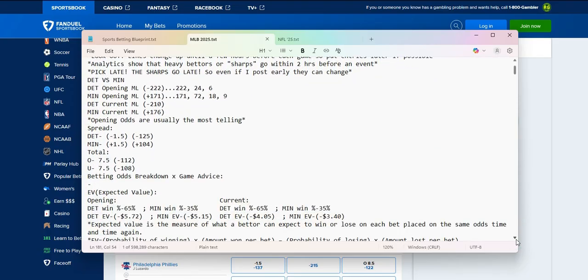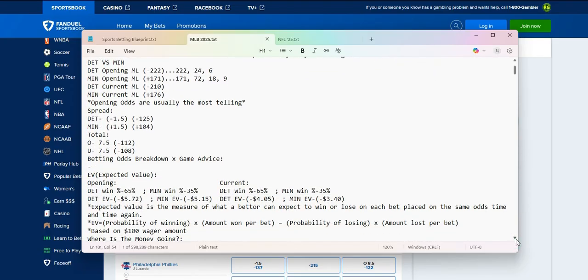But Detroit versus Minnesota. Minus 122 opening money line for Detroit. Minnesota is at plus 171. Currently, Detroit is at minus 210. Minnesota is at plus 176. And the spread looks like this. Detroit is favored at 1.5 runs at minus 125 cost. The 1.5 run underdogs are the Twins at plus 104 cost. Over under is at 7.5, minus 112 going over, minus 108 going under.